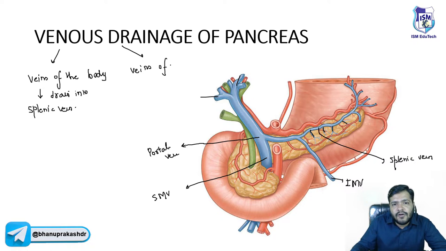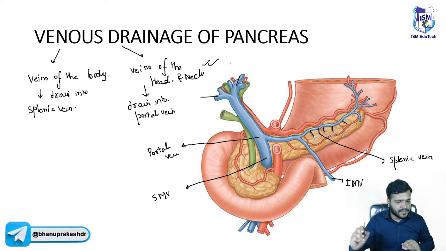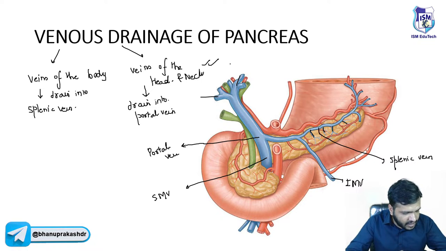The veins of the head, remember, basically drain into the portal vein directly. Veins of the head and the neck drain into the portal vein directly. So that is about the veins of the head. I hope the venous drainage is clear to everyone.